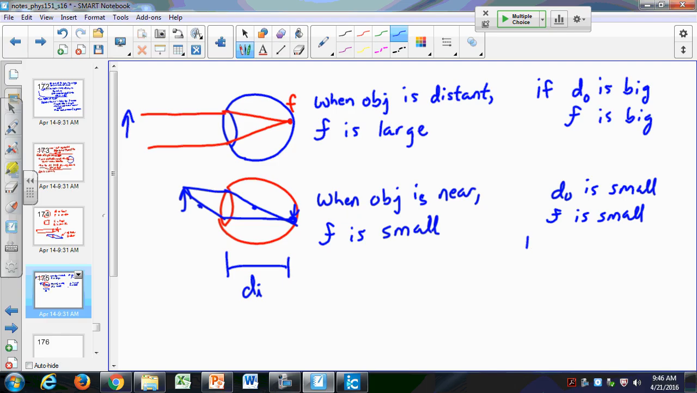And then we also said we can think about this in terms of the lens equation: 1 over F is 1 over DO plus 1 over DI. If DI is constant, this doesn't change. So if DO goes down, F will also go down. If my object distance gets smaller, my focal length will get smaller too. The focal length is never going to get bigger than the diameter of your eyeball, okay, because that's something that's infinite distance away.